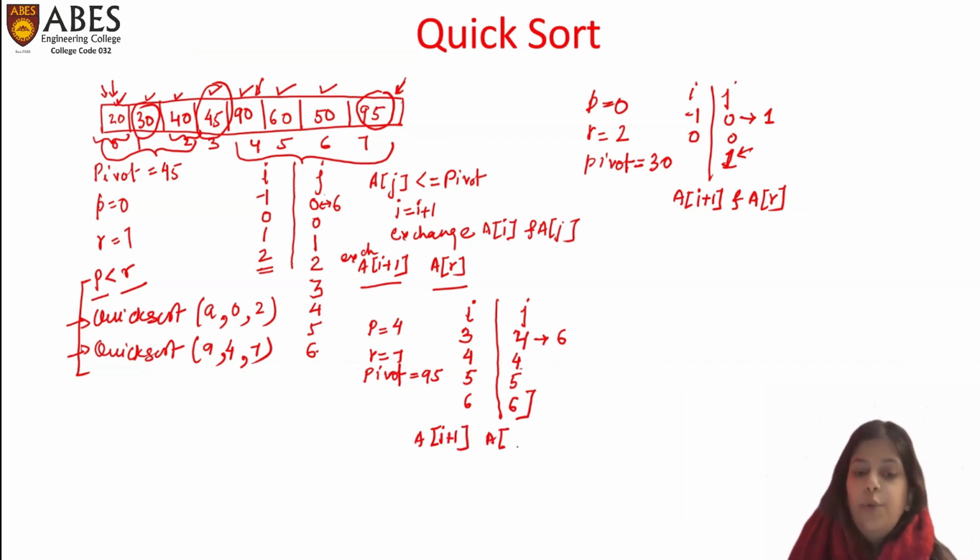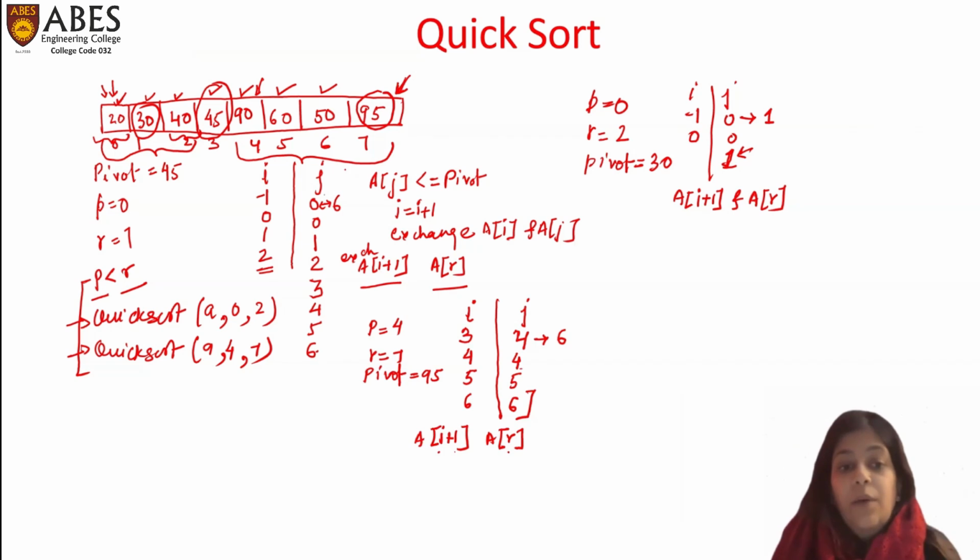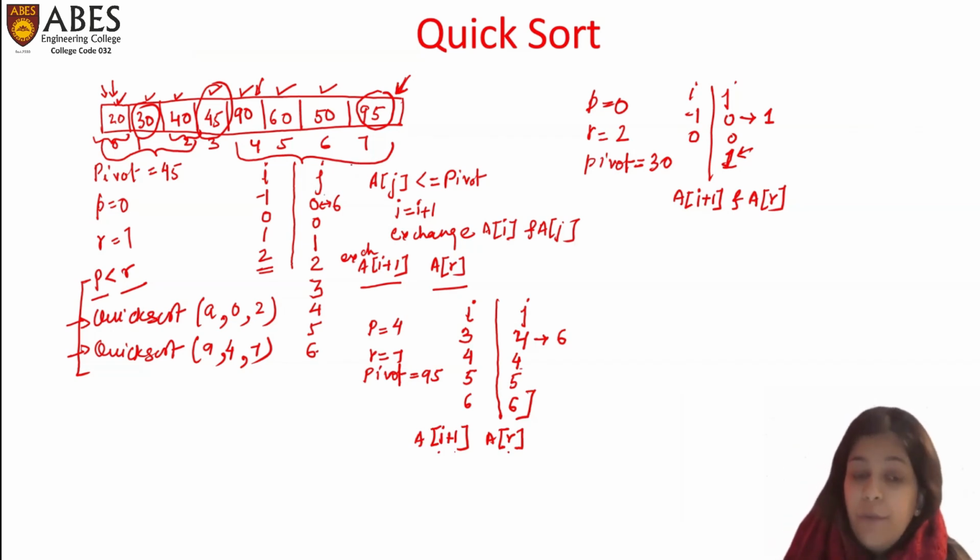The value of i is 6 and the value of r is 7. So A7 will be swapped with A7, so there will be no change and 95 will stay at the 7th index only. Now what are we going to do? Again, we have to call recursively, but now there are no elements on the right hand side. So even if we call it, the recursive call will stop for the right hand side, but there will be a recursive call for the left hand side.